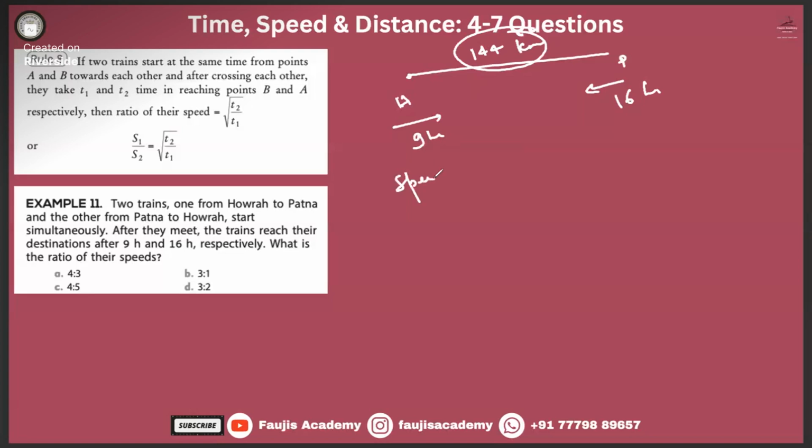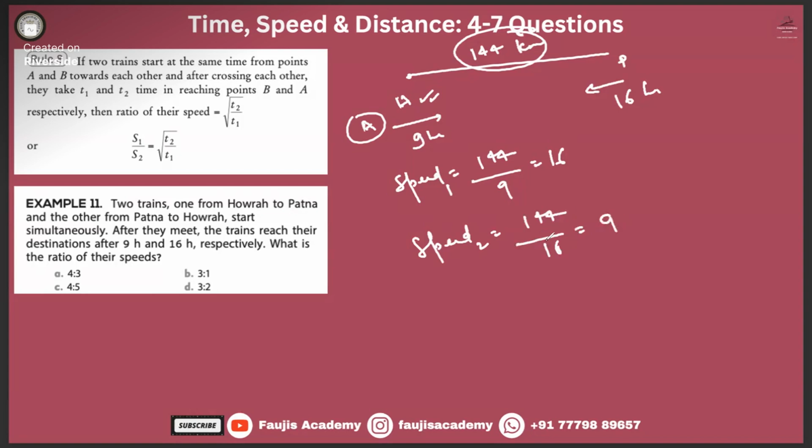So what is the speed? Speed of A, the one going to Patna, is equal to distance by time. Let's call it speed 1. Then speed 2 is how much? 144 by 16 is equal to 9. Now, what is the ratio of speed 1 to speed 2? 16 kmph and 9 kmph. So the ratio of the speed is 16:9, S1 by S2.